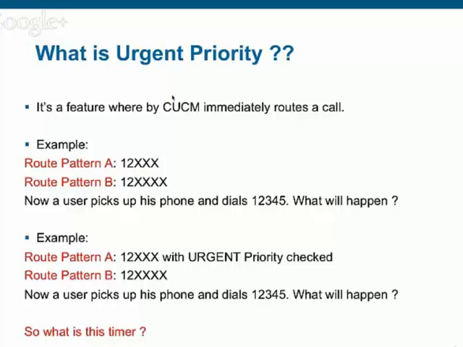And this is where things go out of whack, because now if you pick up your phone and try to dial 12345, it's going to immediately route the call, so you will not be able to enter the sixth digit. So you have to be very careful while using this option on CUCM. You need to make sure that you don't have an overlapping pattern, which can cause such issues.